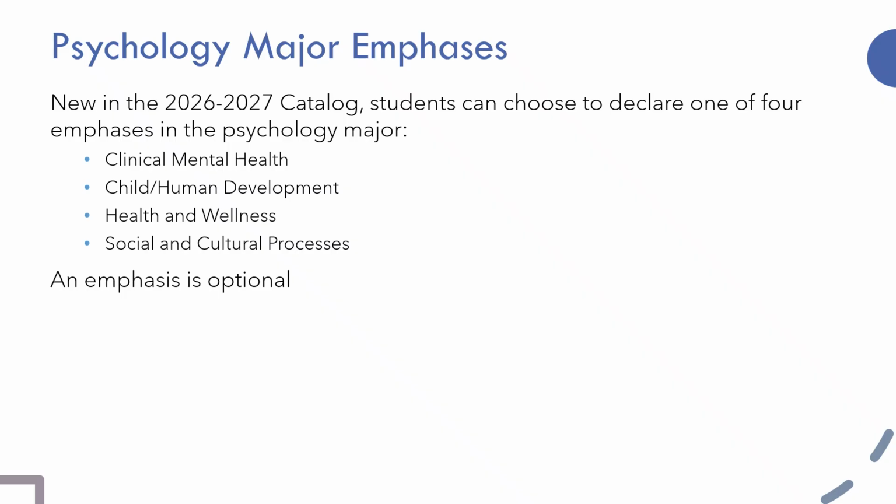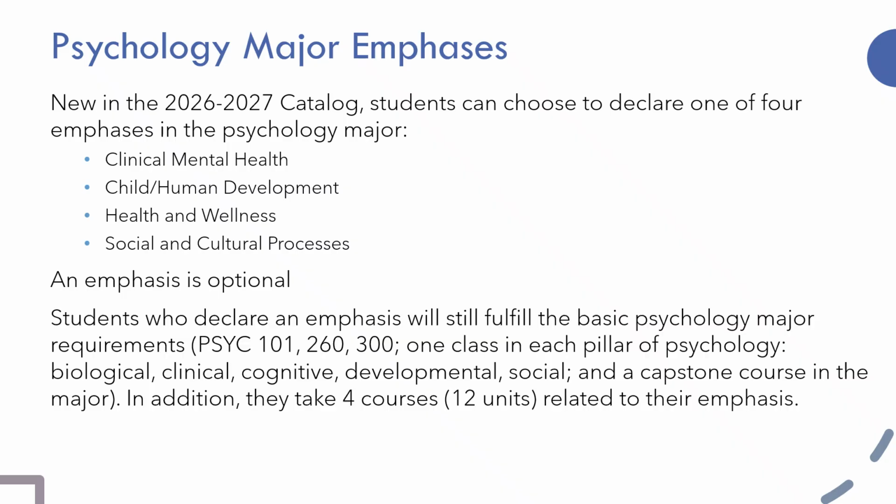These emphases are optional. Students can continue to declare a psychology major without an emphasis and take the coursework described on the previous slide. If students decide to take an emphasis in the major, they still fulfill all of the basic psychology major requirements, including statistics and research methods, and at least 1 class in each pillar of psychology and a capstone class. But instead of 3 free electives, they would take 12 units of coursework related to their emphasis.